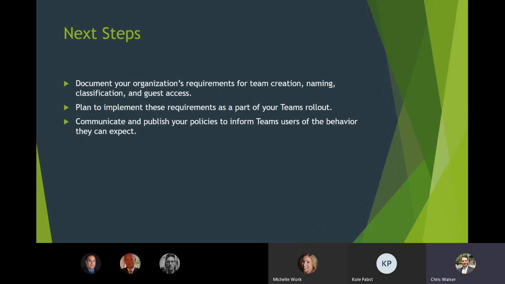Once you look at those things, the next step is to document your requirements for team creation, naming, classification, and guest access, and then plan to implement these requirements as part of your Teams rollout. Communicate and publish those policies and inform team users of the behaviors that they can expect once you start rolling out Teams, either through communications, training sessions, and things like that.